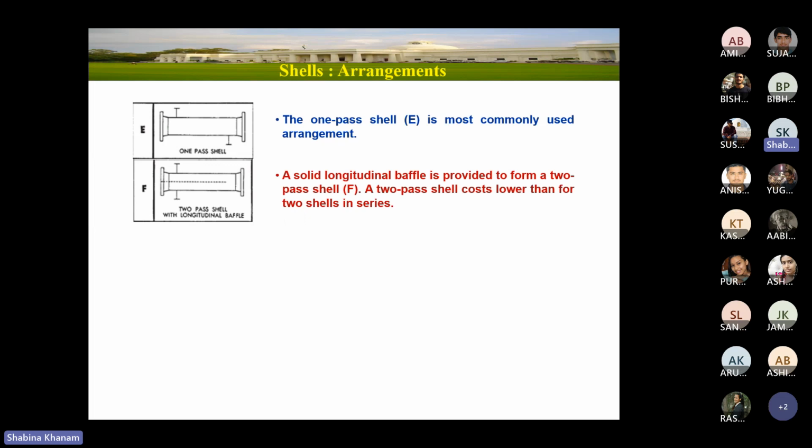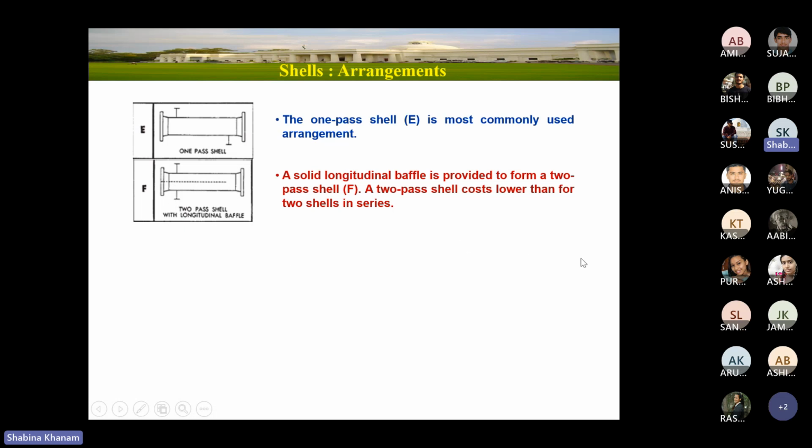Another is type F. So this E and F nomenclature are given by TEMA. So TEMA standards, if I say TEMA E shell, it will remain this only. It cannot be anything else. TEMA F shell, it will remain this only. So in that case, we have the baffle in the shell side. Baffle in the shell side means we have a plate which is welded at the inner part of the shell. So fluid will enter from here, travel this distance, return from here, travel this distance, and exit from here.